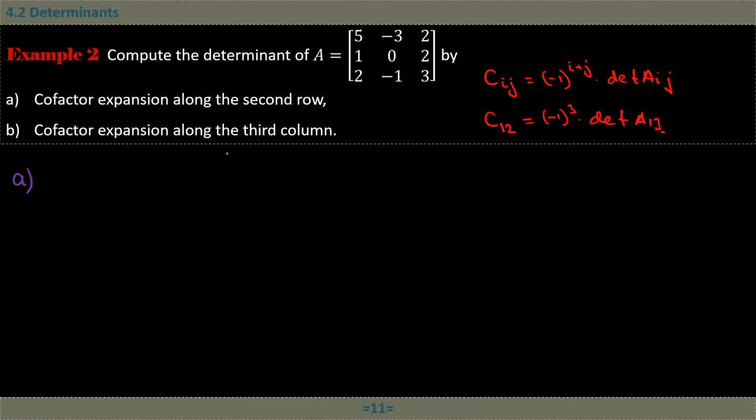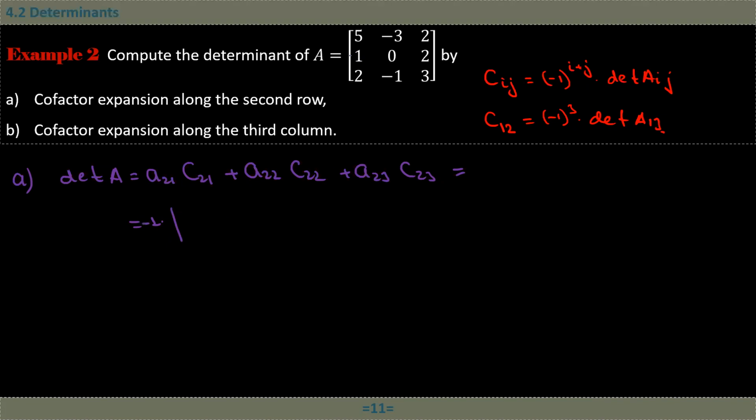Cofactor expansion along the second row. So the determinant of A by the second row is just a21 C21 plus a22 C22 plus a23 C23. Now I know that the signs here are minus, plus, minus, plus. So what is a21? It is 1, so we have 1 times, actually it should be minus, because the first one is minus.